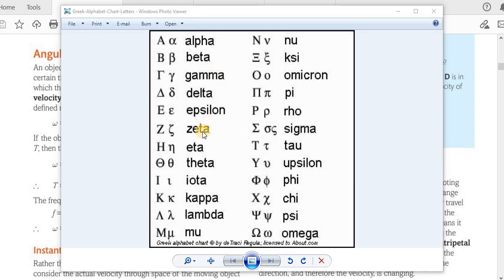So if you count 3, 6, 9, 12, 12 into 2, 24 letters are there. And you see both the capital letters and the simple letters are here. These are the capital letters and these are the simple letters. Then you can see omega, the last letter in the Greek alphabet. This is capital and this is simple. So this is what I told you before.